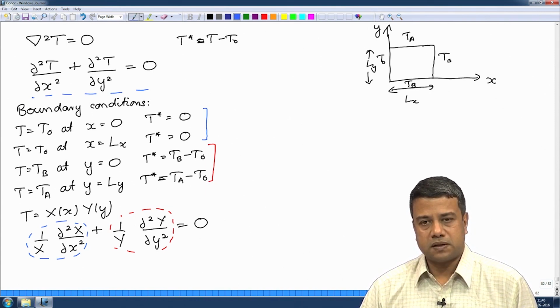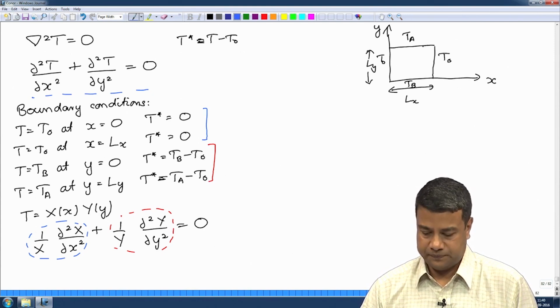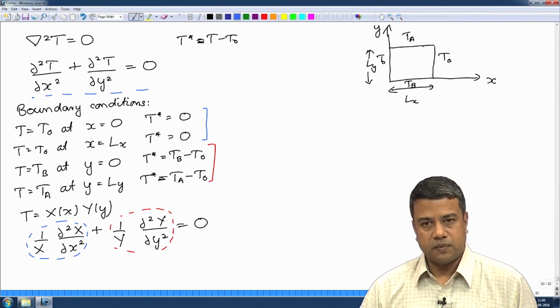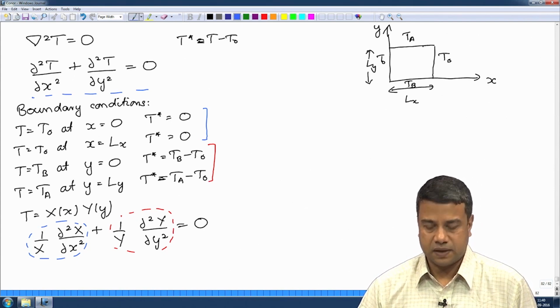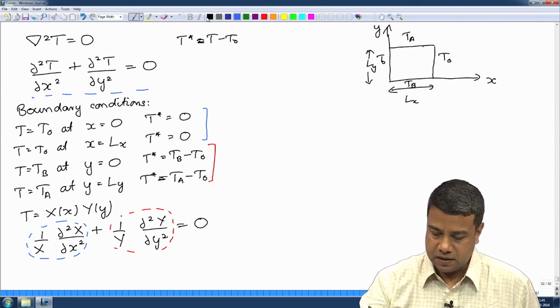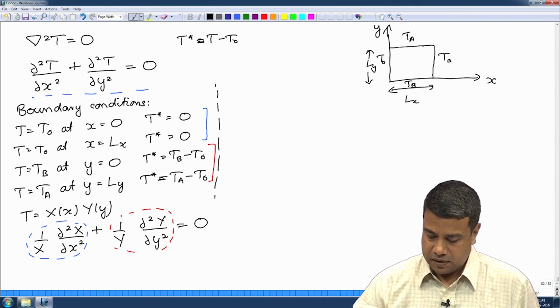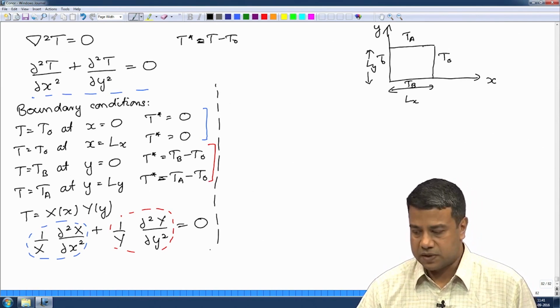Now, what constants should they be? Should they be positive or negative? Obviously, if one is positive, the other has to be negative. How do you decide which one to choose? That decision depends upon the boundary condition, which is the homogeneous direction.